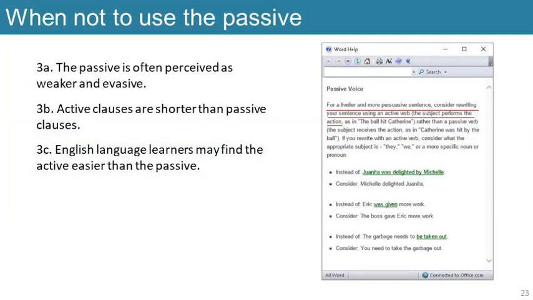Microsoft's reason for recommending the active is that it results in livelier and more persuasive sentences. This is true in many contexts, and it is certainly the case that active sentences are shorter than passive sentences that name the agent with a by-prepositional phrase. For this reason, they may be more easily understood by non-native speakers of English.